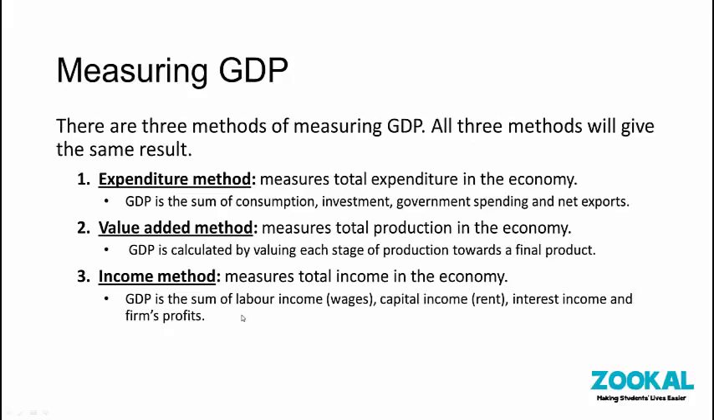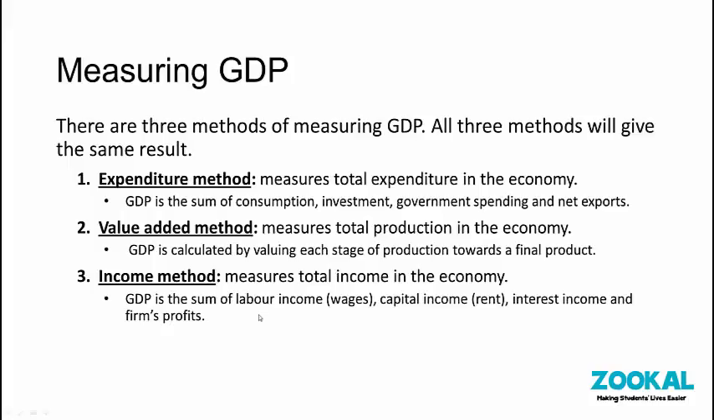So there are three ways of measuring GDP. The first way is the expenditure method. The way to calculate GDP using the expenditure method is to sum up total consumption, investment, government spending, and net exports in the economy. The second way to measure GDP is using the value-added method.